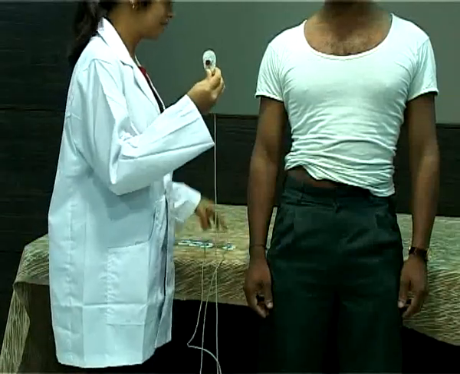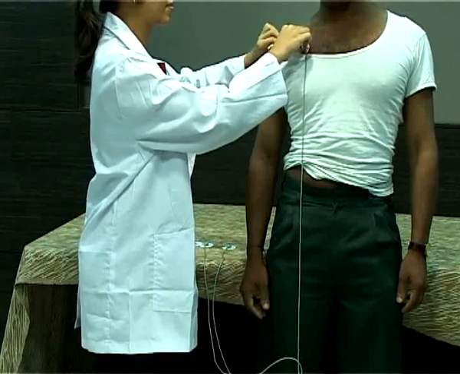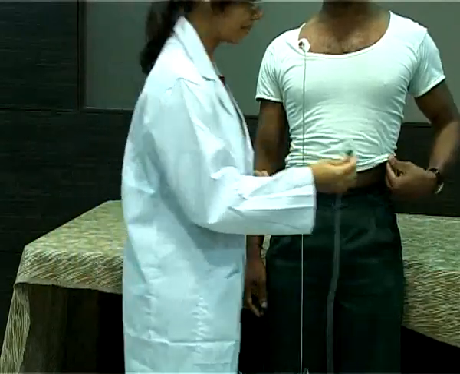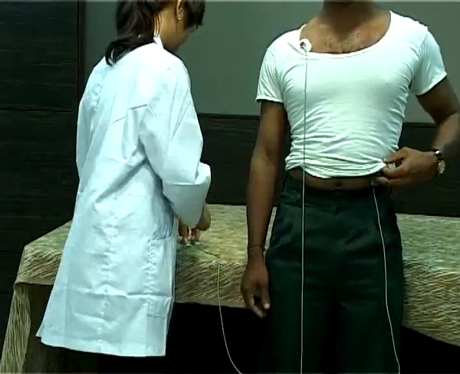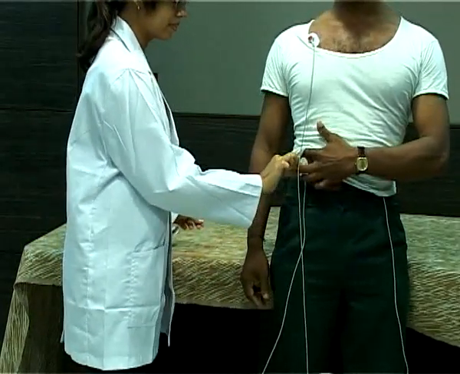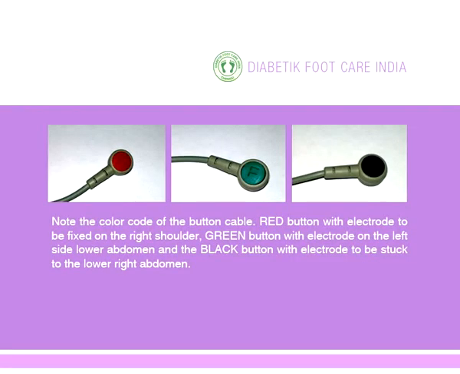Fix the ECG disposable electrodes to the ECG button cable. Stick the disposable electrodes, which are attached to the patient cable, to the patient. Note the color code of the button cable. Red button with electrode to be fixed on the right shoulder, green button with electrode on the left side lower abdomen, and the black button with electrode to be stuck to the lower right abdomen.